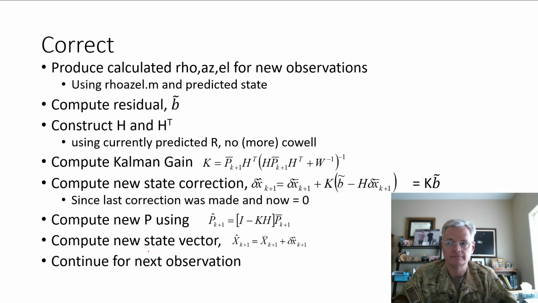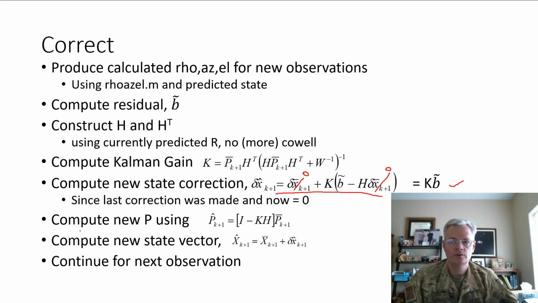And then you're going to compute the Kalman gain. There's your equation for that. You're going to compute the new state correction, which here's the equation for that. But look what's really neat. Since we updated everything at our last observation, the expected update, del x bar, is 0. So that's a 0, and this all just comes down to our new state correction being equal to K times b tilde. So yay. All right.